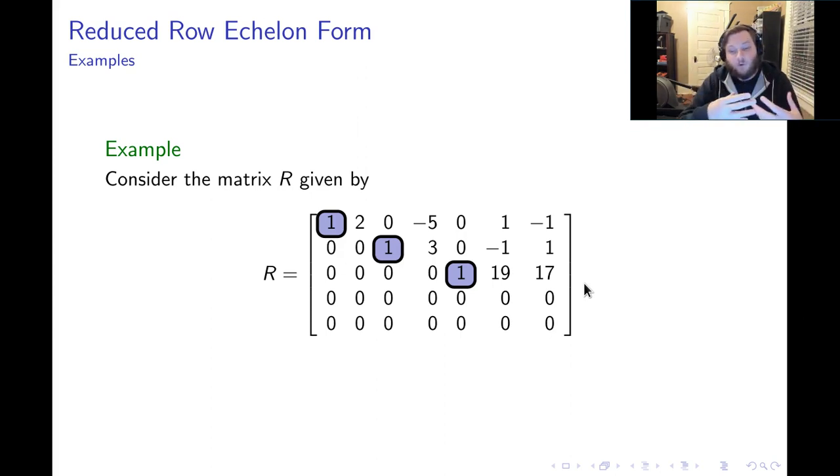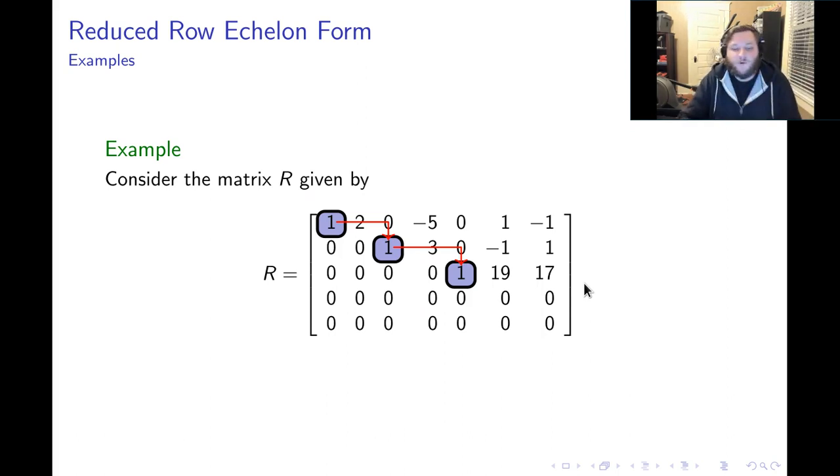The third rule says that the pivots need to move right and down. So every pivot needs to be to the right of all pivots above it. So to get from the first to the second, we travel right and down. Great. To get from the second to the third, we travel right and down. Great. The third rule passes.